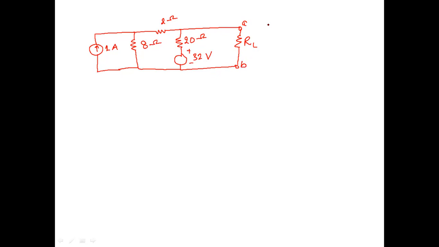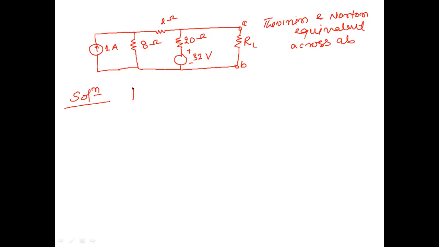and Norton equivalent across AB. You have to find the Thevenin and Norton equivalent across AB. So first of all, I would like to find RTH. What is RTH? So how do we find it?